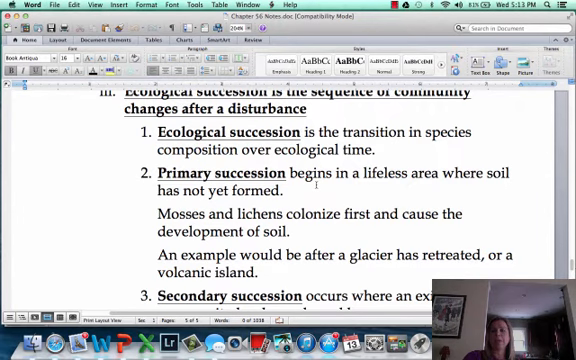Primary is going to happen in an area where there's no soil whatsoever. So like a glacier receding and you just have rocks exposed, or a new volcanic island where there's just rock, right? So what's going to happen in primary succession is there is no soil, but soil needs to be created. So you're going to have things like mosses and lichens, which are those colorful things that grow on rocks, and that's going to help with the development of soil.